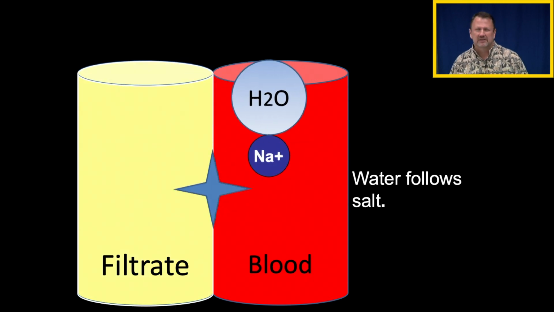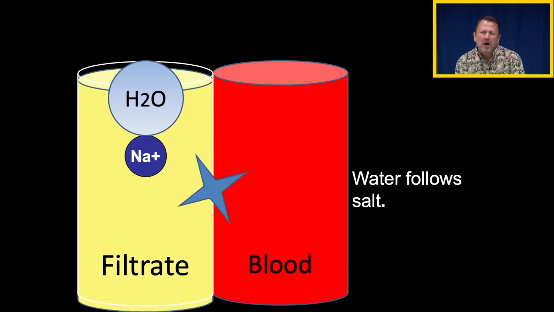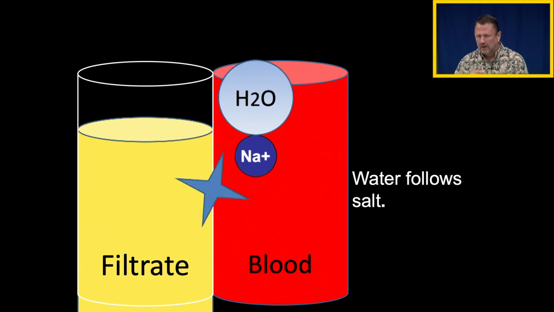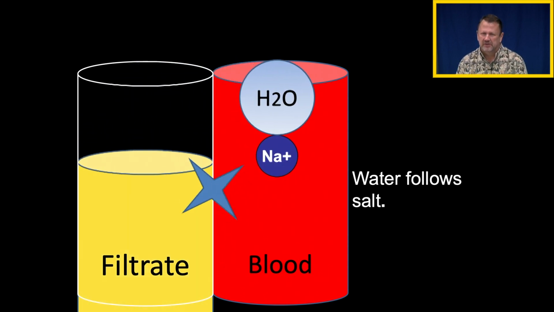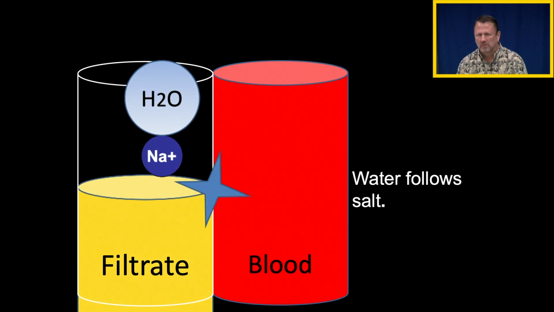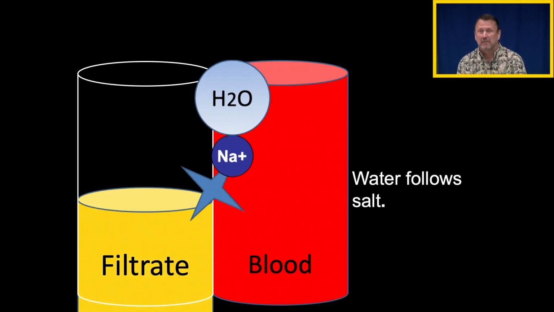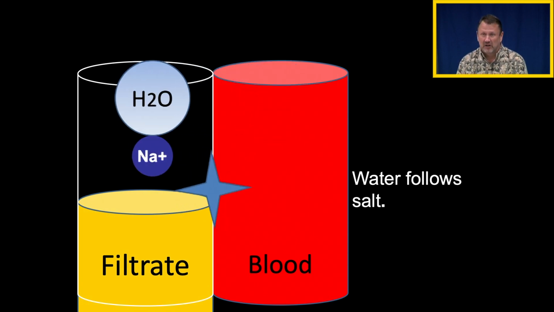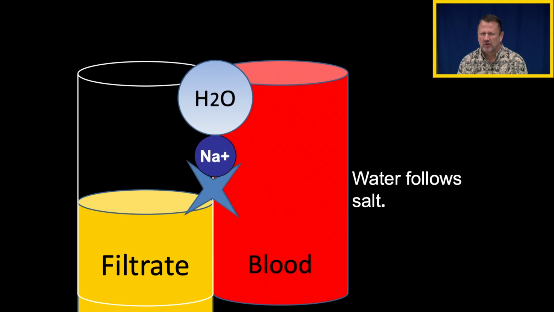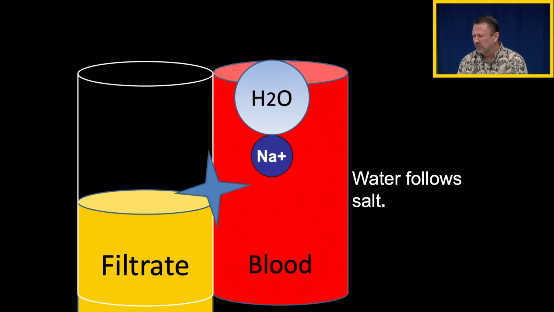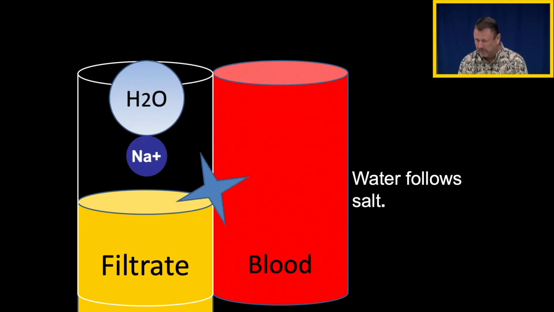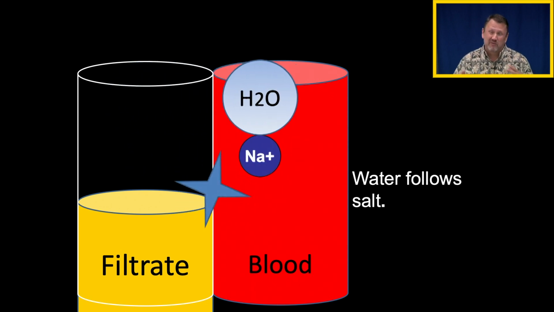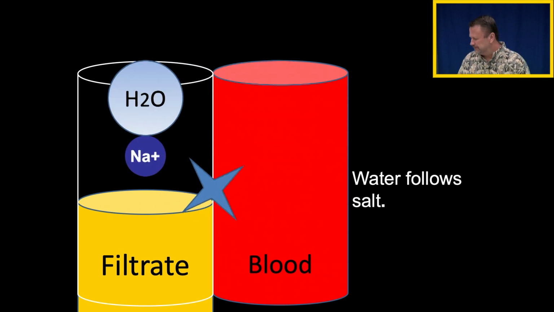There it is. And so when we pump sodium out of the filtrate, water will follow the sodium. And so because we're pumping water out of the filtrate by pumping sodium out, the filtrate is decreasing in volume and increasing in concentration. Well, if we block this pump, we will prevent pumping water back into the blood, therefore increasing filtrate volume.